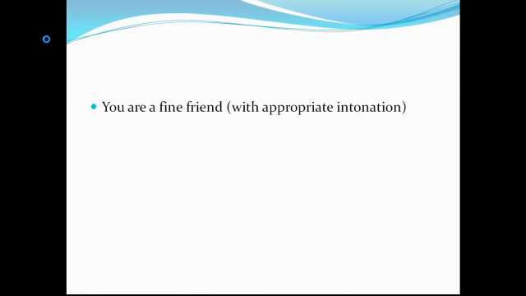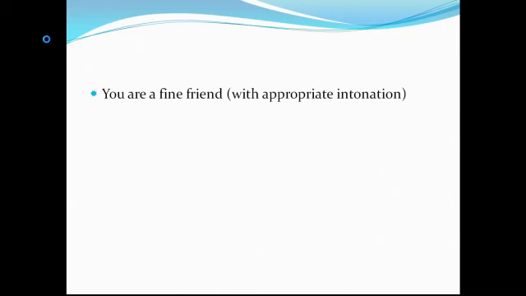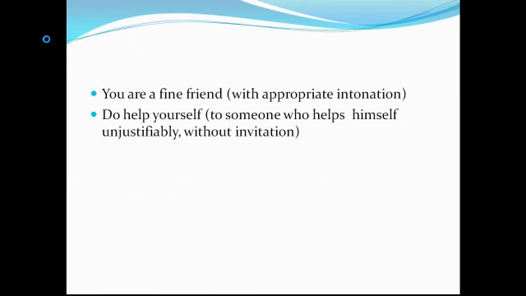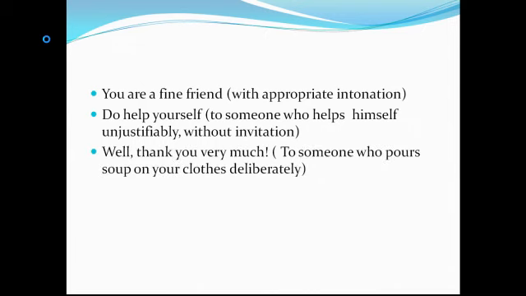Consider the following sentences. The first one goes, "You are a fine friend," said where somebody has just realized that his friend has betrayed him. The second instance is where someone has helped himself unjustifiably without invitation. Let's say at a party, you are not invited, but you've gatecrashed. You found yourself in, and the owner of the place says, "Ah, you're here. Do help yourself." Or another instance would be where somebody says, "Thank you very much," to someone who has poured soup on his clothes deliberately. So these are cases where somebody is being blatantly insincere but superficially polite.